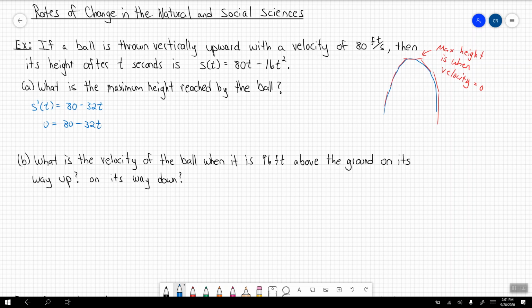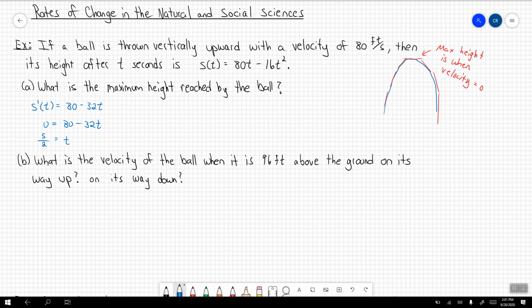Once we solve for this, we're going to get a t value. So 80 divided by 32 should get us 5/2, which means the time it takes to achieve its maximum height is 5/2 seconds, which means 2.5 seconds.